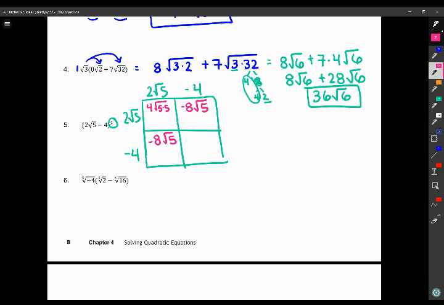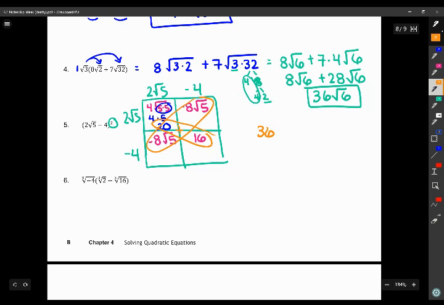Negative 4 times negative 4 is 16. And the nice thing about this one is you have a pair of 5, so it's going to come out on the outside. So it's going to be 4 times 5. So this box is going to be worth 20. And the reason I like that is it makes it so the diagonals are the same, or like terms, I should say. So 20 plus 16 gives us 36. And then negative 8 root 5 plus negative 8 root 5 is negative 16 root 5. And this is my answer.